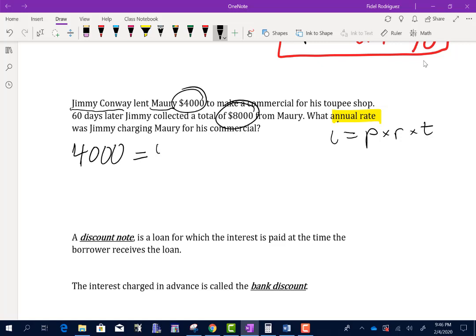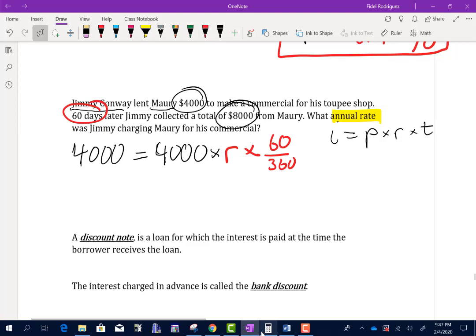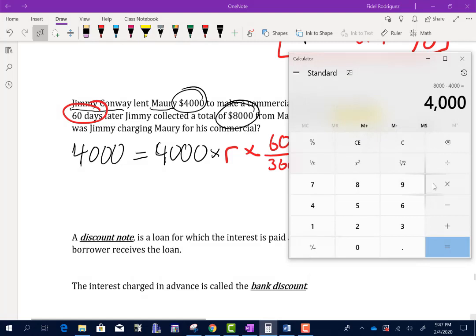$4,000 equals 4,000 times our rate, which we don't know, over a period of 60 days. So that's going to be 60 over 360. So, the first thing I'm going to do is multiply here. I'm going to take 4,000 times 60 and divide it by 360. And then I'm going to take this number and divide it by 4,000.